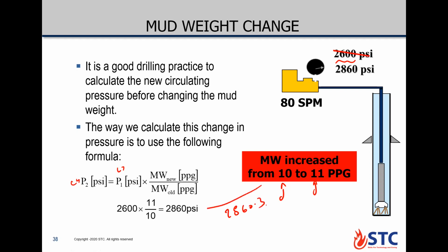So guys, if the final result is, for example, 2,860.3, we need to have this pressure as an integer. So we may round up or round down. Both are okay. So here it will be 2,860, it's okay. Or if you make it 2,861, it's okay also. Just round up or round down for this pressure.